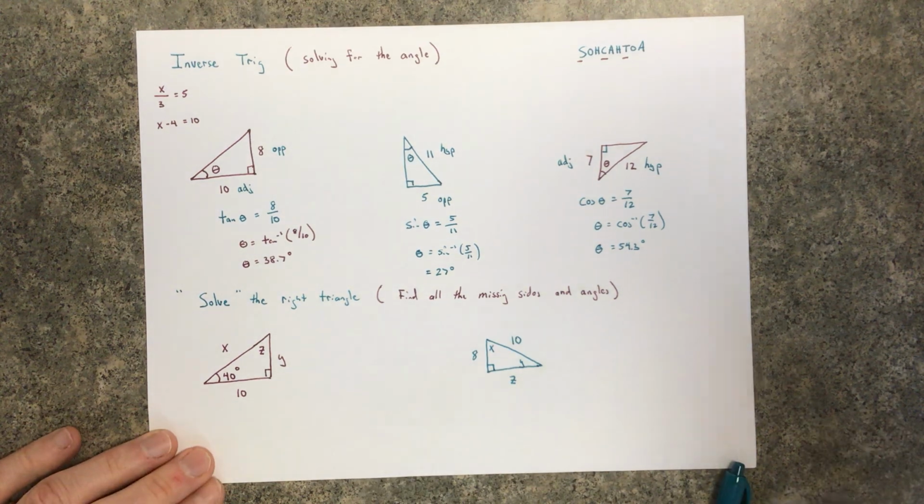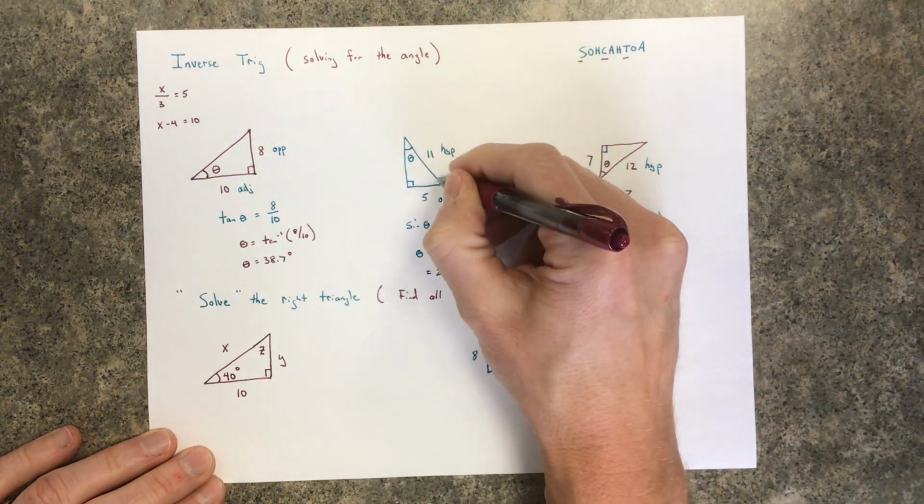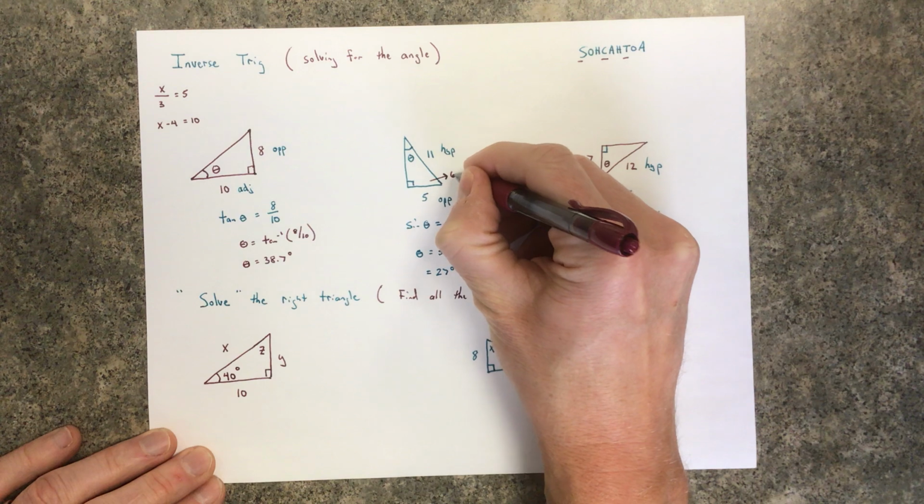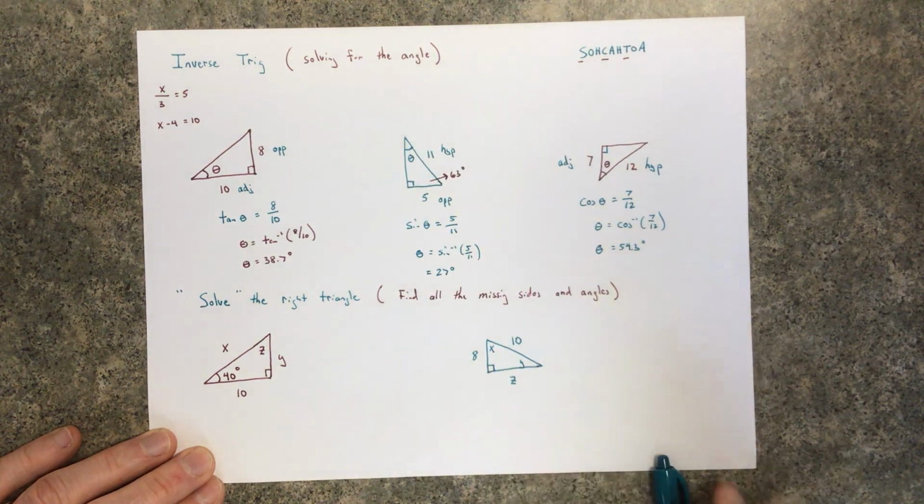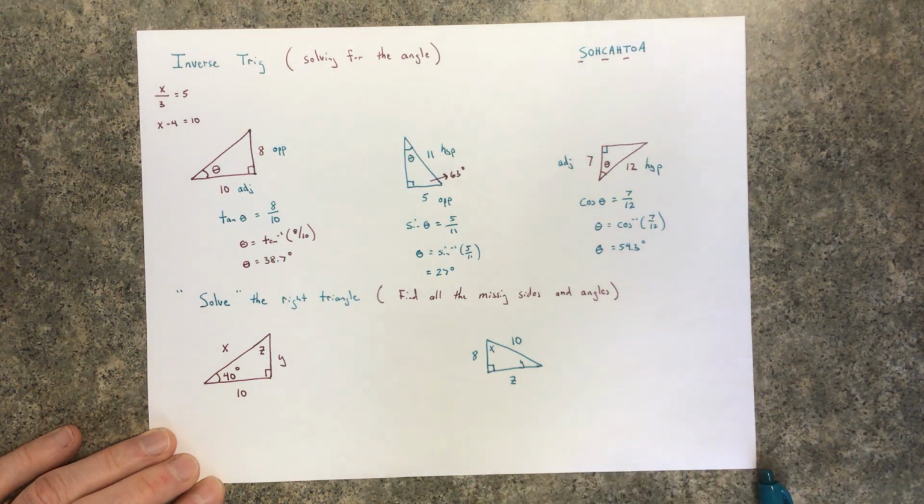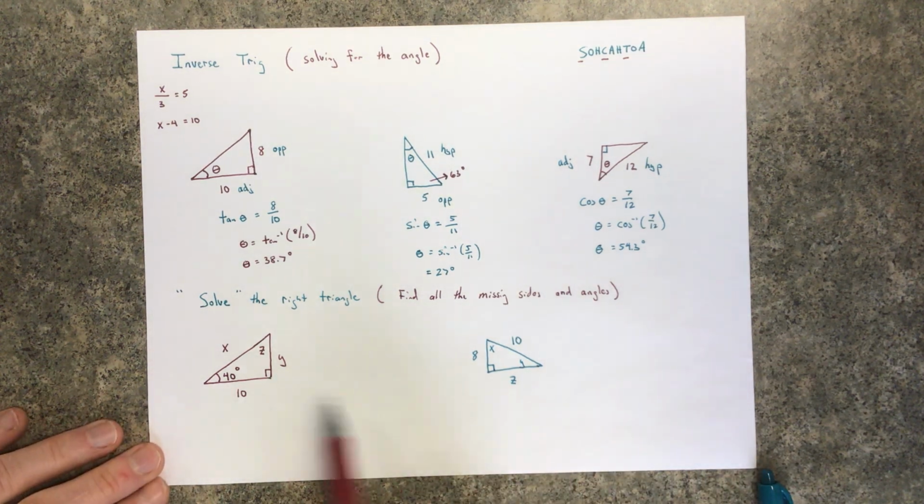Sure, right? Like for instance, if this is 27, this guy down here has to be 63 degrees because those two have to add up to 90, because the whole triangle has to add up to 180. So again, once you know one, you kind of know the other. Okay, so this is just an example.